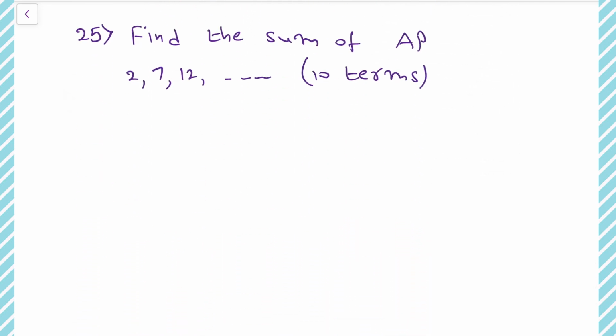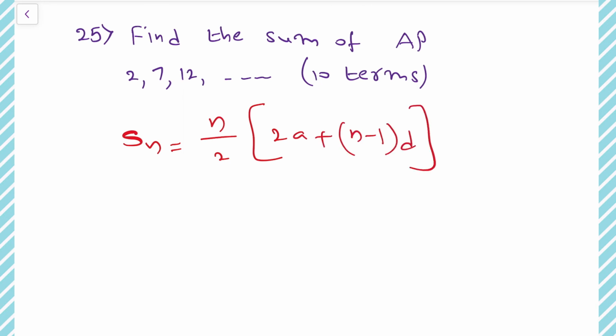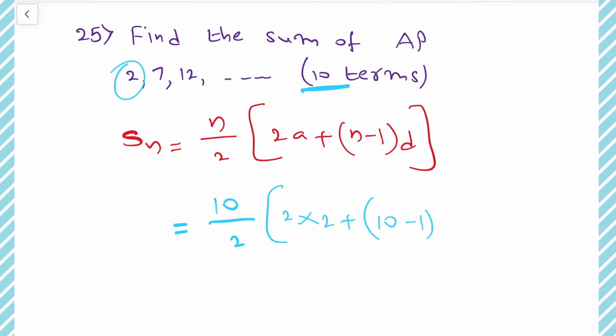Next, finding the sum of the given AP, that is arithmetic progression. The sum of n terms of an arithmetic progression formula is Sn equals n by 2 into 2a plus (n minus 1) into d. Here n is the number of terms asked in the question, that is 10 terms, by 2 into 2 into a, the first term, 2, plus (n value 10 minus 1) into the common difference, second number minus first number, 7 minus 2, 5.